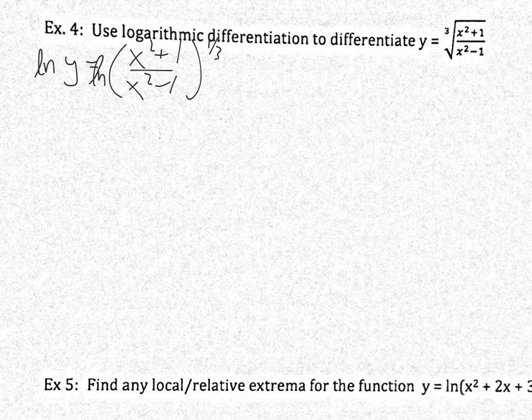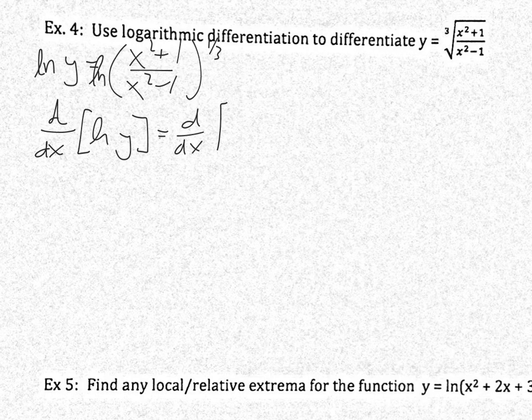Okay. Now what I'm going to do is take the derivative of both sides, because now we're going to use our log differentiation rules. So I'm going to take the derivative of the left side and the derivative of the right. Now, on the right side, the reason we use this is because we can take this whole thing right here, and using log properties, we can expand it out and give us some easier expressions to work with. So I'm going to expand this out.